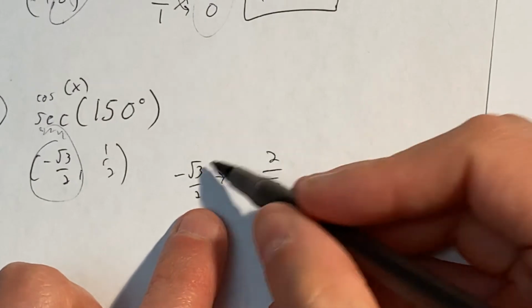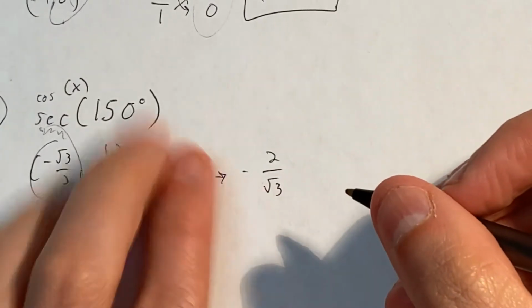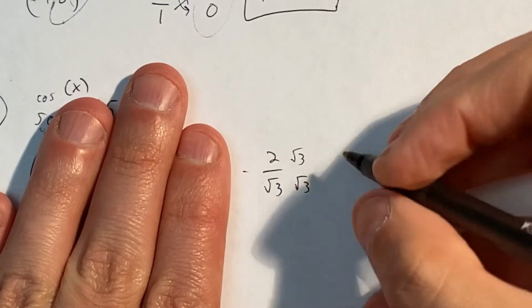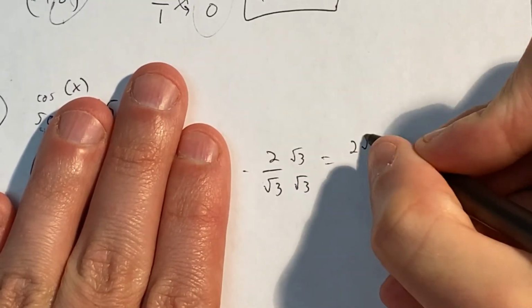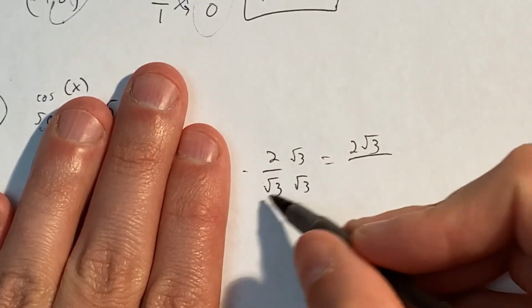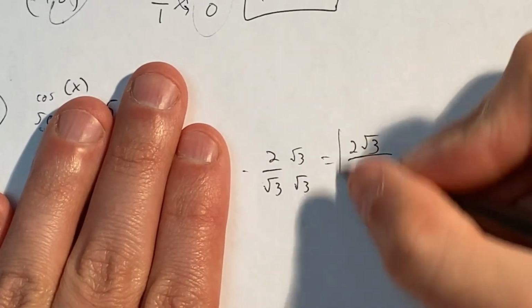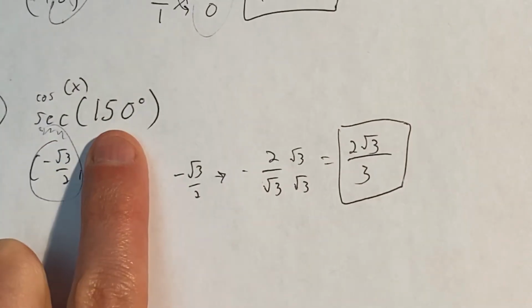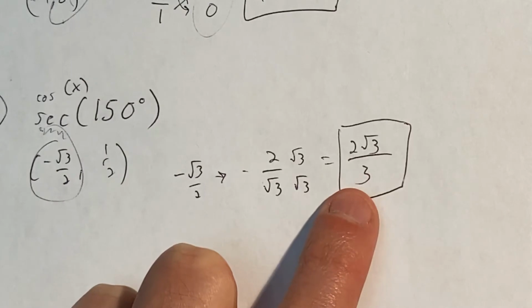Okay, so you flipped it upside down. Once again, you do have to rationalize this denominator. So multiply by root 3 over root 3, and you would get 2 root 3 on top. And on bottom, root 3 times root 3 is a regular 3 again. So secant of 150 degrees, simplified, is 2 root 3 over 3.